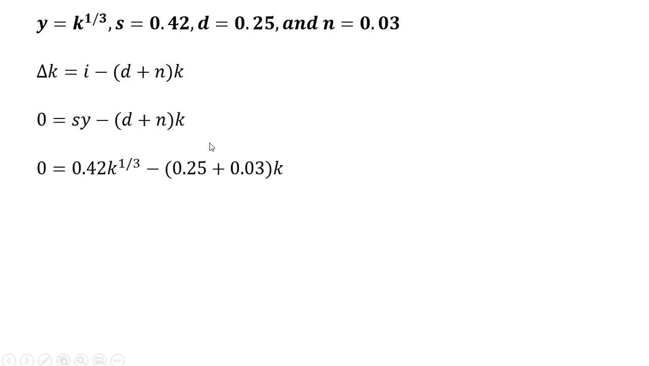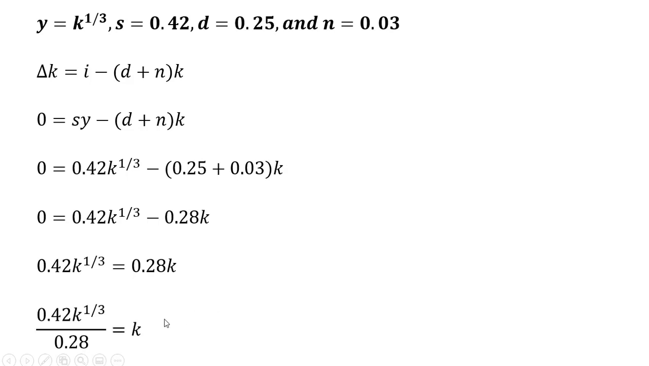And making our substitutions now, s is 0.42. For y, we plug in the per worker production function. And d and n, plug those results in. And now it's a matter of solving this for k, the capital labor ratio. Moving some things around, and now dividing both sides of the equation by 0.28, we're left with this result.